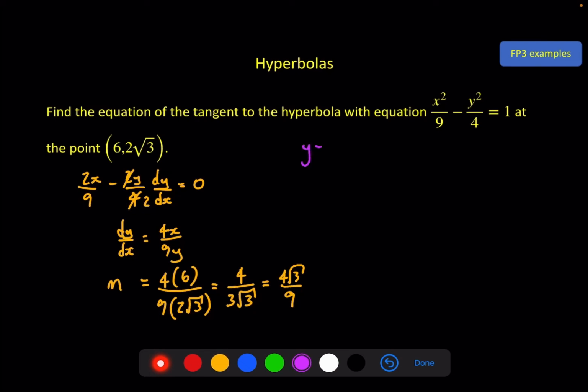Now we can do y minus y1, which is 2 root 3, is equal to the gradient times x minus x1, which is 6. And that is the equation of our tangent. And you could rearrange that and make it look a little bit nicer, but the question here does not specify a format, so I'm going to leave it there.